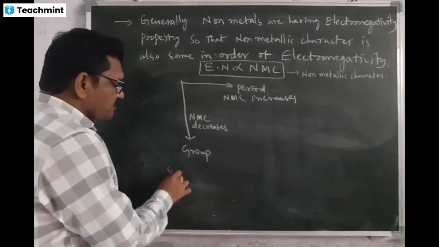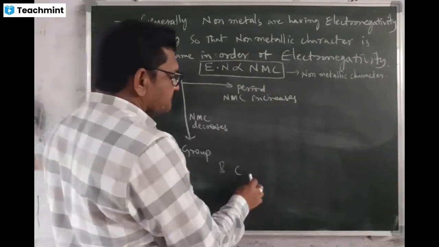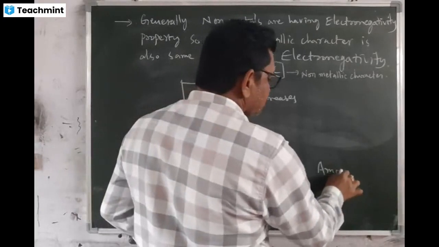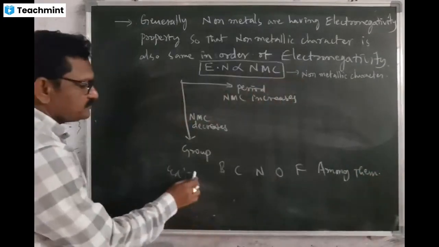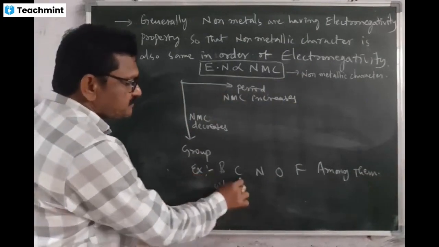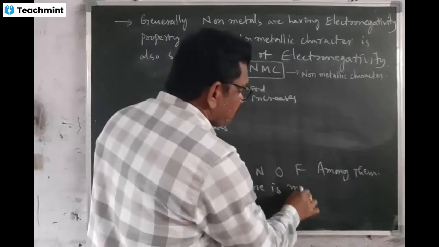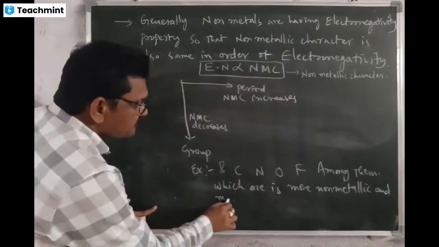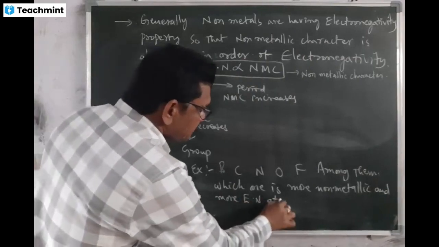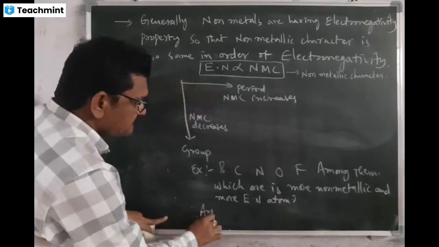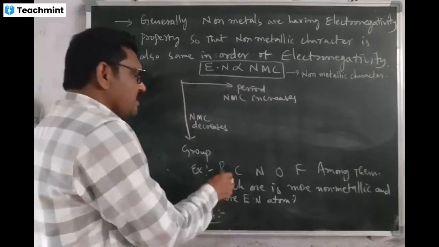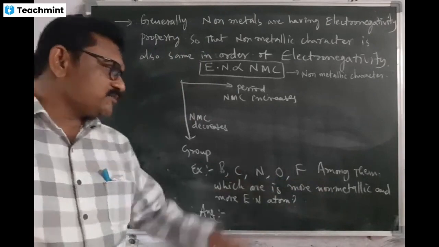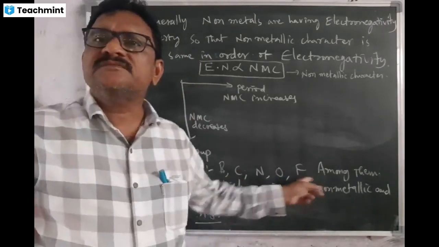Okay, so I give you one example. Boron, carbon, nitrogen, oxygen, fluorine. Among them, which one is the more non-metallic and more electronegative atom? Tell me the answer. What is the answer here?